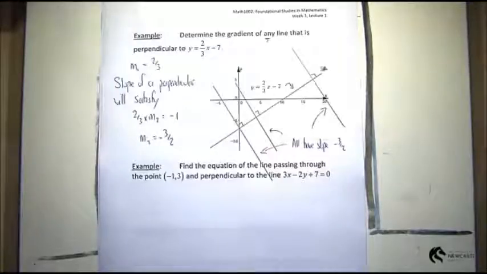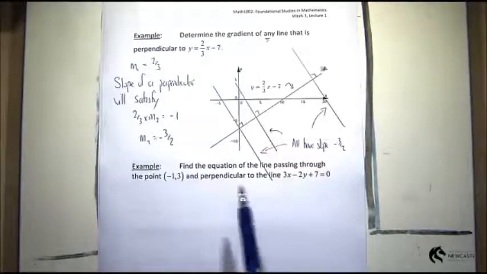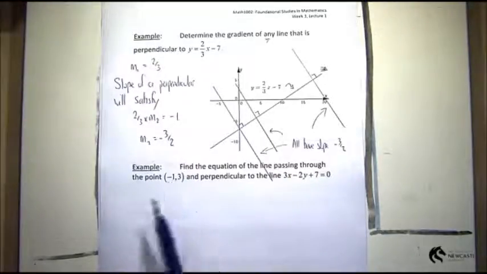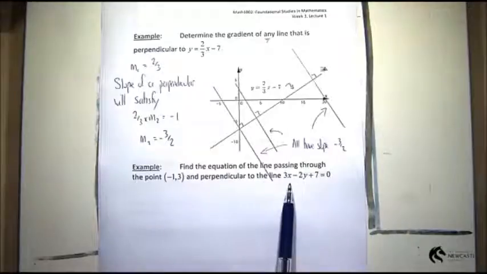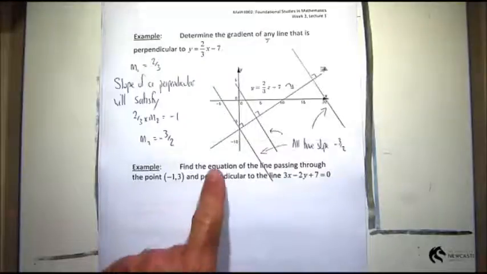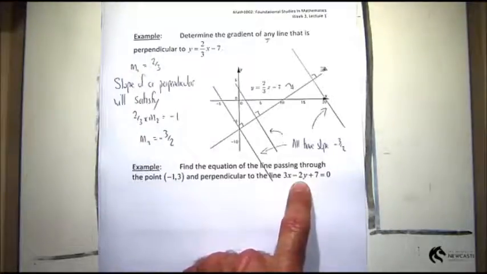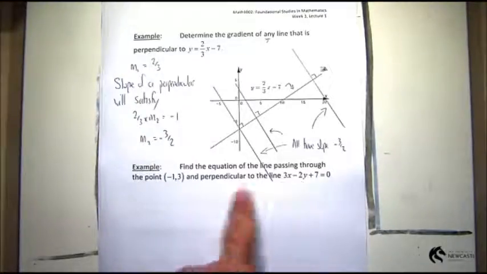Okay, so our next example says, find the equation of the line passing through a given point, minus 1, 3, and this time it's perpendicular to the line 3x minus 2y plus 7. So our first task is to find the slope of the line we're after. So I'll find the slope of 3x minus 2y plus 7, make the slope satisfy m1 m2 equals minus 1, and then we'll go from there.